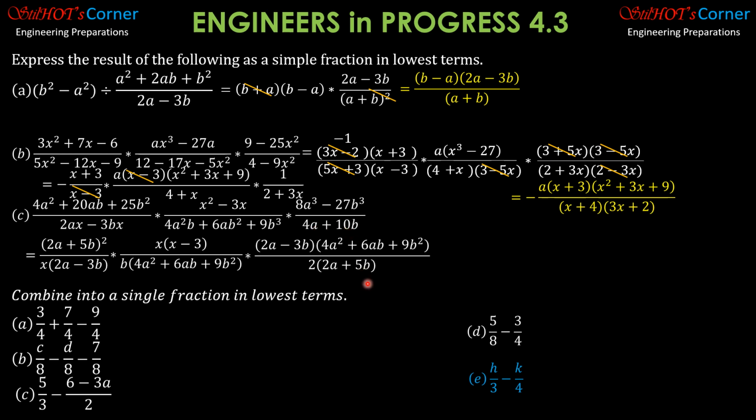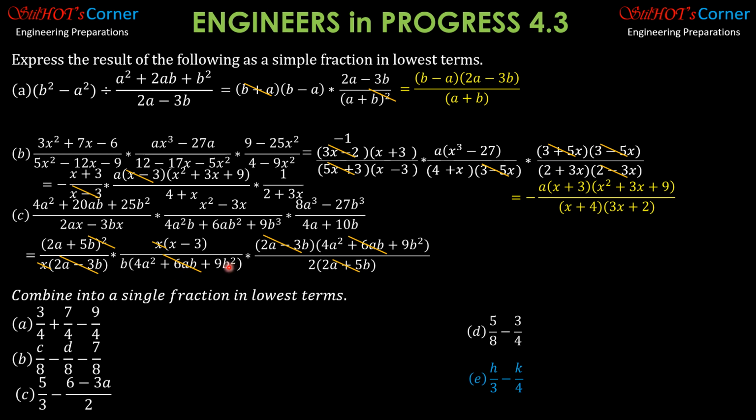So we can cancel here because everything is in complete factored form. 2a plus 5b and 2a plus 5b here, but this is 2, so therefore there is still 2a plus 5b as a factor left in the numerator. Then x and x minus 3, no, 2a minus 3b and 2a minus 3b. Then 4a squared plus 6ab plus 9b squared, which is this.